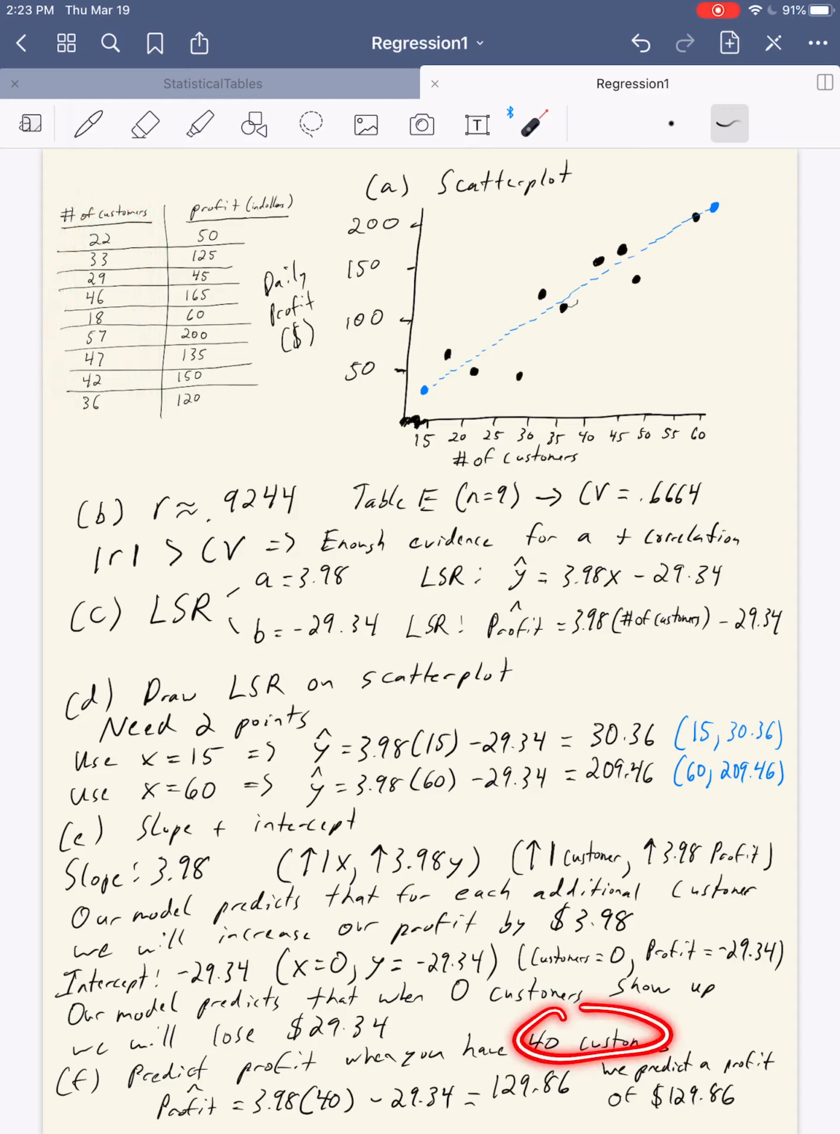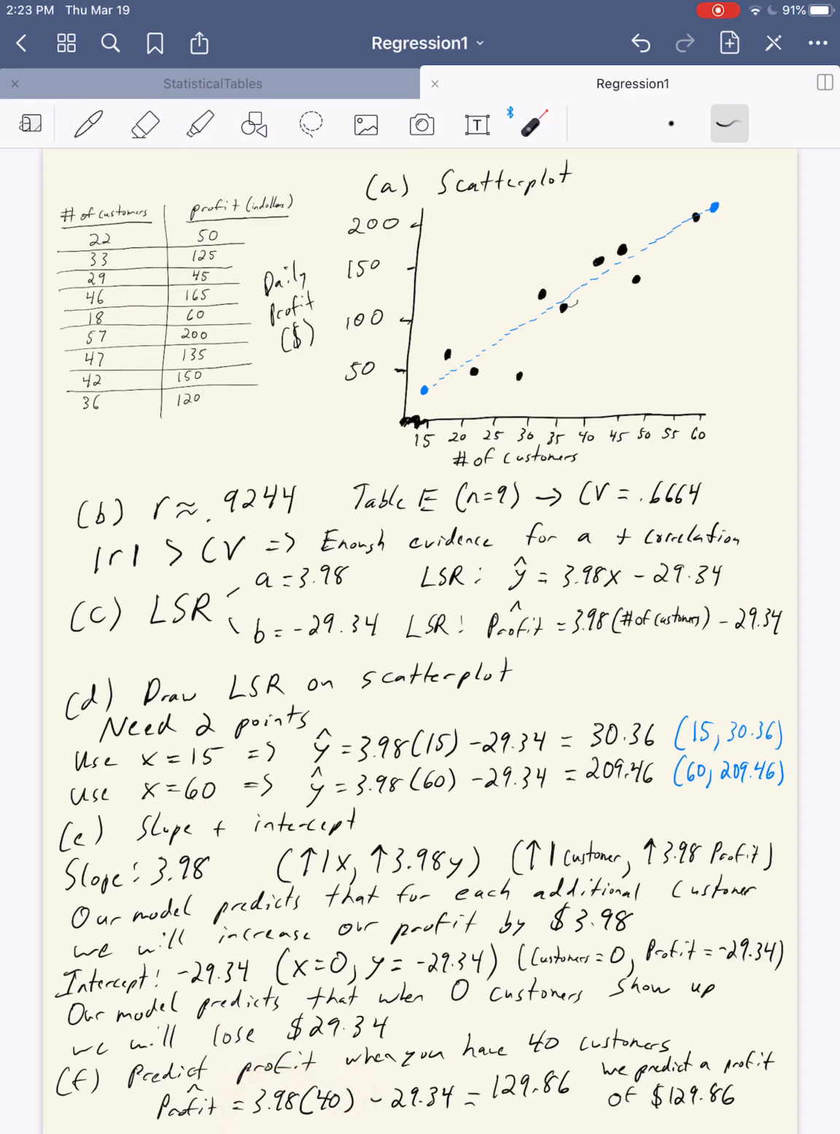So the whole idea of this is that there was no moment in our original data back up here where we had exactly 40 customers. But because we built this model and because we were convinced by the correlation coefficient that the two variables were related, we're saying that we're comfortable making a prediction of what would happen even when there's 40 customers. And all we do to make that prediction is simply plug in that value and evaluate our model.